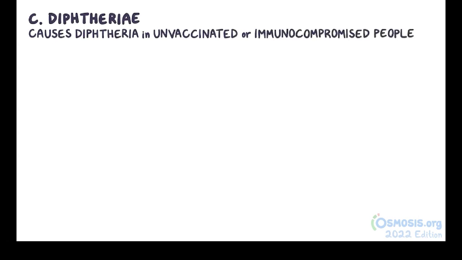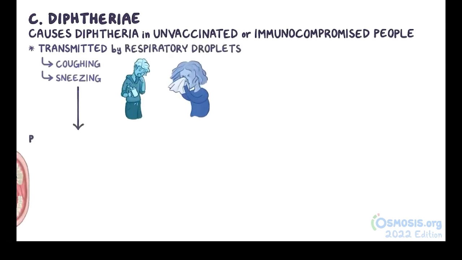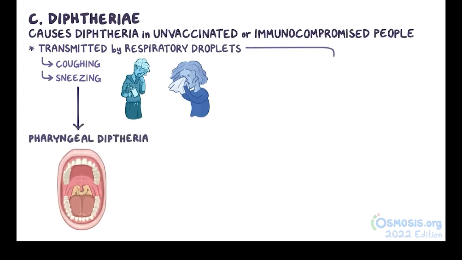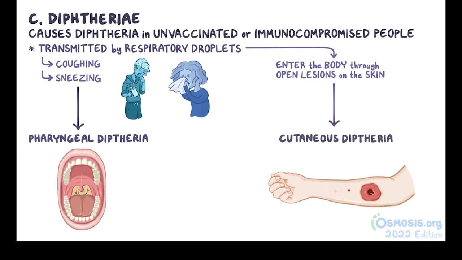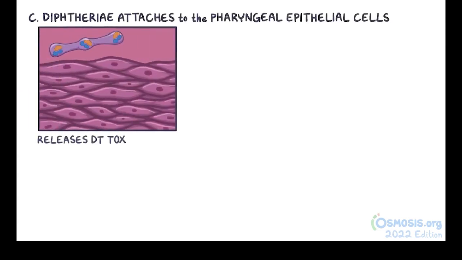Alright, now C. diphtheriae mainly causes diphtheria in unvaccinated or immunocompromised people. Most often, the bacteria can be transmitted from one person to another mainly by respiratory droplets, following coughing or sneezing, in which case it causes pharyngeal diphtheria. But they can also enter the body through open lesions on the skin, causing cutaneous diphtheria. Following inhalation of infected respiratory droplets, C. diphtheriae attaches to the pharyngeal epithelial cells, where they release DT toxin.